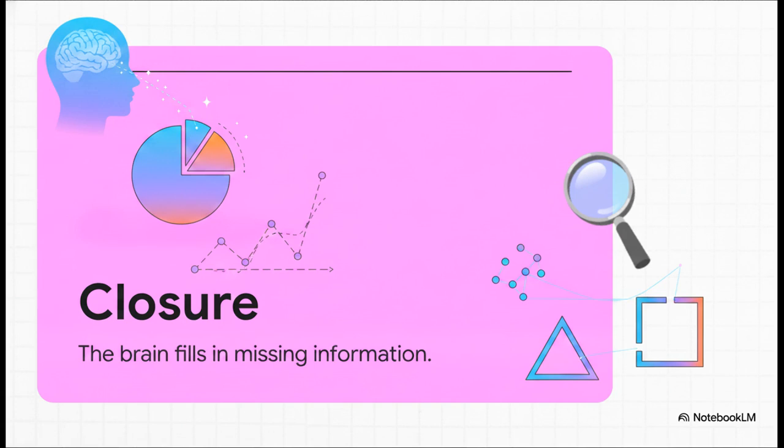And now for one of my absolute favorites, closure. The brain will automatically fill in missing information. If a shape is partial or an outline is incomplete, our brain literally finishes the drawing for us. This is a massive advantage for us as designers because it means we can get away with minimal design. We can strip away extra borders, axis lines, and background clutter because the viewer's brain will naturally complete the necessary boundaries all on its own while enjoying a much cleaner, less overwhelming visual experience.